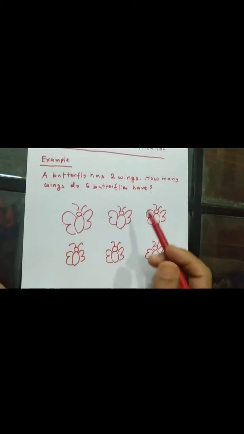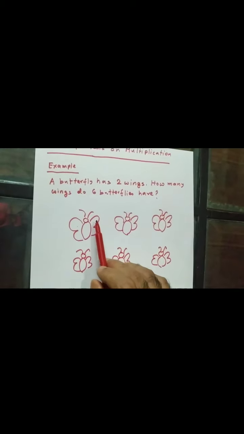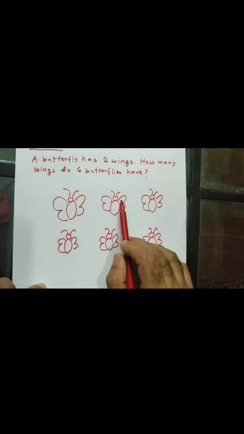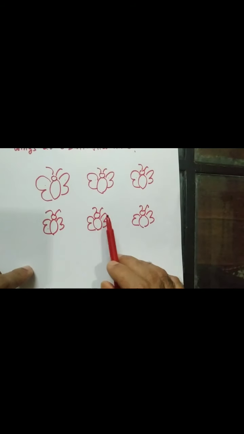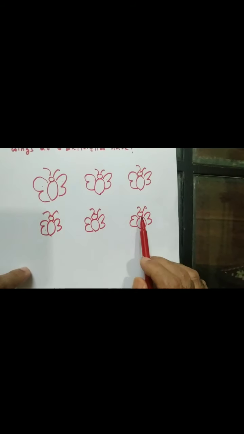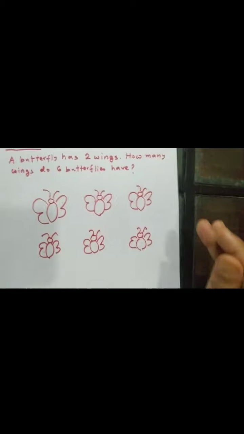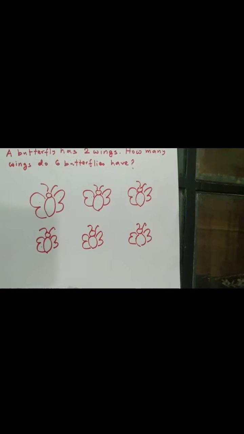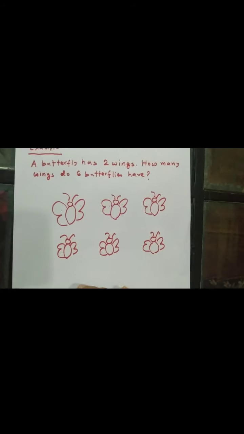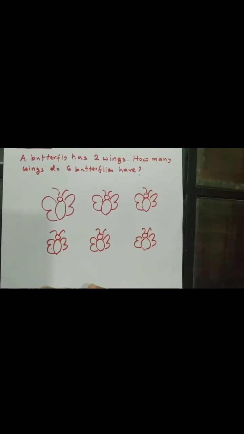One thing we can do, we can count them. 1 wing, 2, 3, 4, 5, 6, 7, 8, 9, 10, 11, 12. So by counting, we can say that 6 butterflies have 12 wings. But can this be solved in a procedure other than counting? Well, let's see.